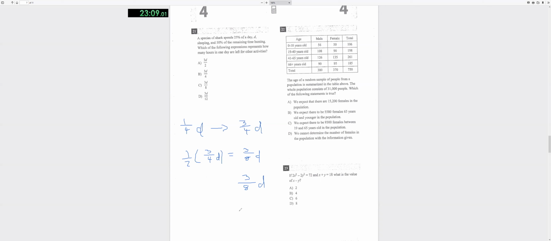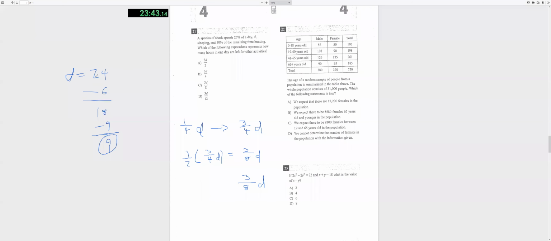Now, if you don't like that, we know we're taking a 25% and a 50% in some combination. I'm going to pick some number that 25% and 50% go into easily. So let's say that D is 24, because that's how many hours there are in a day. It doesn't have to be 24, but I think any multiple of 8 is a good choice here. So 25% of the day is spent sleeping. So minus 6 sleeping, that's 18. Half of the remaining time is spent hunting, that's 9. So it leaves 9 for other activities.